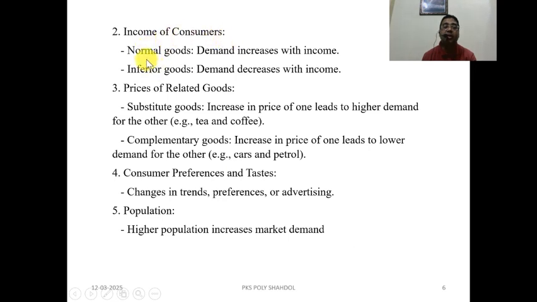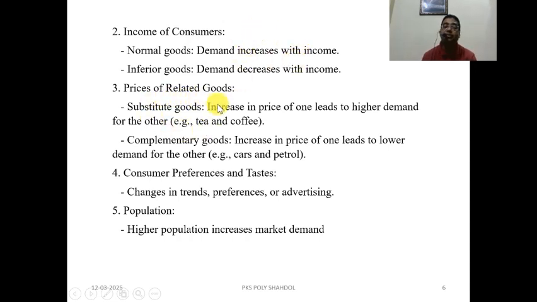Income of the consumer: normal goods demand increases with income, inferior goods demand decreases with income. Whenever a person's income goes up, they are not satisfied with inferior goods and demand more superior goods. So inferior goods demand decreases with an increase in the consumer's income. Similarly, normal goods demand increases with income.